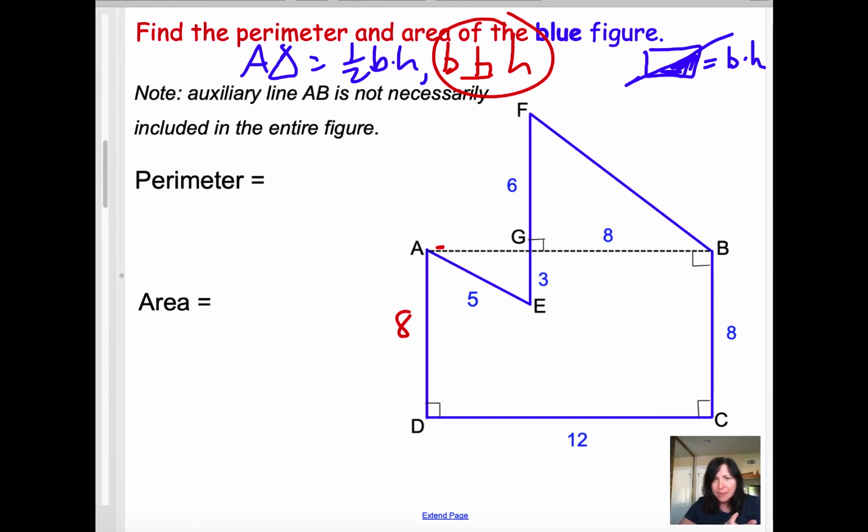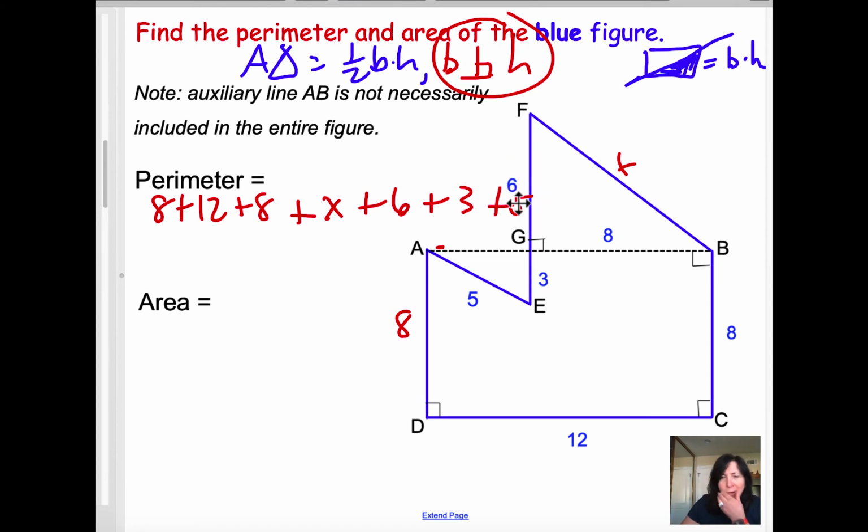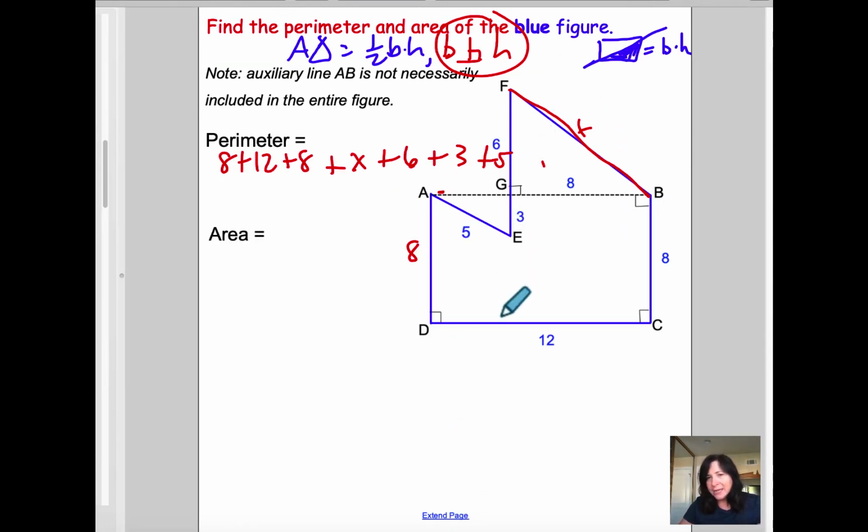So the perimeter is going to be 8 plus 12 plus 8 plus, and I'm just going around. Oh, I don't have this value. Let's come back to that. Plus whatever that value is, plus 6, plus 3, plus 5. In order to find this length, I'm going to need the Pythagorean theorem, and you may or may not have done this before. The Pythagorean theorem says if I have a right triangle, then the square of the first side plus the square of the second side is equal to the square of the third side.